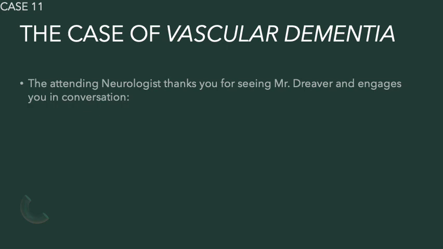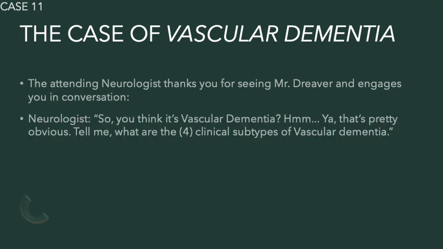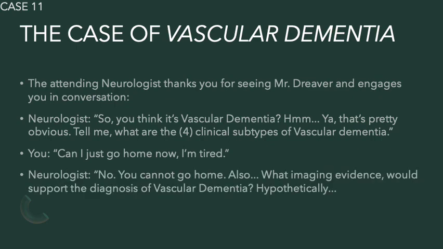The attending neurologist thanks you for seeing Mr. Drever and engages you in conversation. Neurologist. So, you think it's vascular dementia? Yeah, that's pretty obvious. Tell me, what are the 4 clinical subtypes of vascular dementia? Can I just go home now? I'm tired. Neurologist. No, you cannot go home. Also, what imaging evidence would support the diagnosis of vascular dementia? Hypothetically.